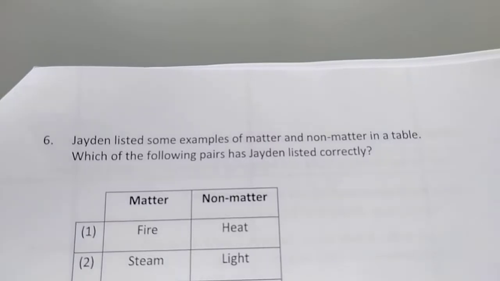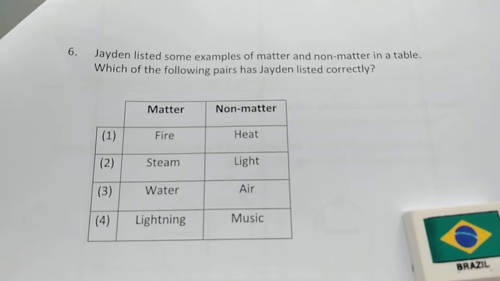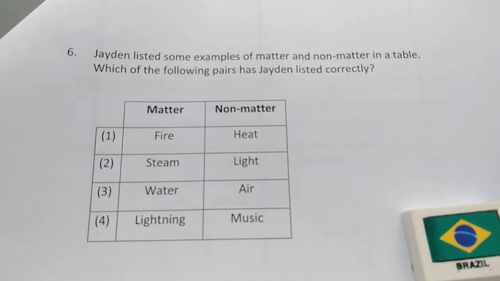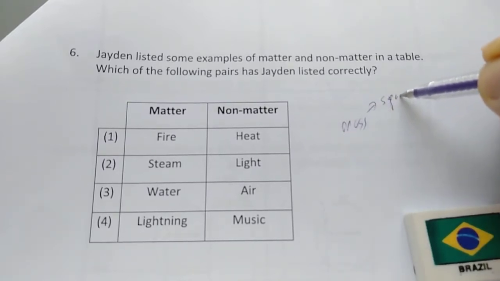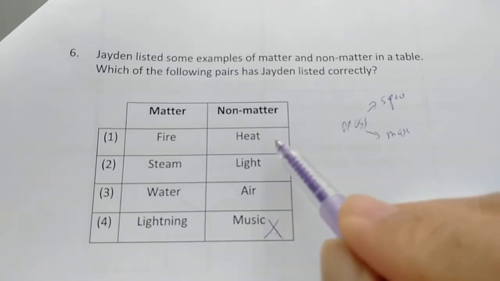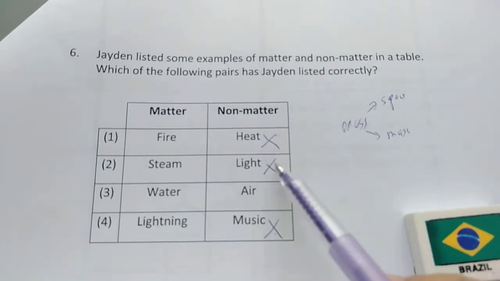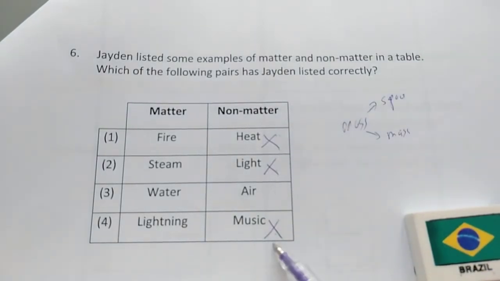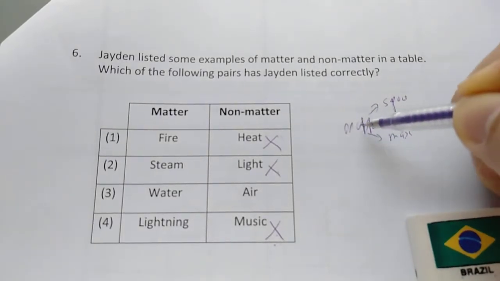Next one, question 6. Now, Jaden listed some examples of matter and non-matter. Non-matter are things that, now of course you know matter has certain characteristics. Matter definitely will occupy space and it has mass. Now music is a non-matter. It doesn't occupy space nor does it have mass. Heat is a form of energy. Light is a form of energy. These 3 things here do not have mass. They do not occupy space. So I wrote wrongly, this part should be matter.